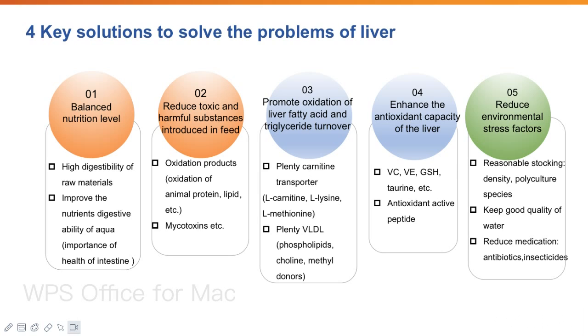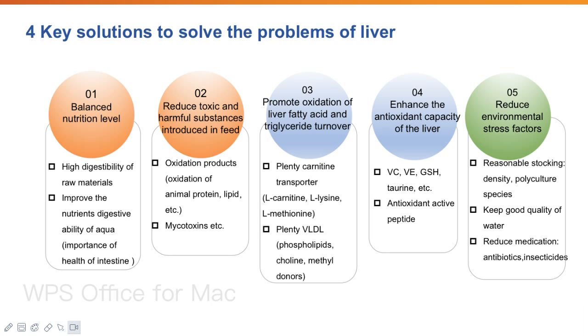The VLDL is mainly composed of ApoB and phospholipids. Many nutritional factors can affect the synthesis of lipoproteins. Therefore, it is necessary to ensure sufficient content of the key substances in the synthesis path, such as phospholipid, choline, and methyl salts, and so on.